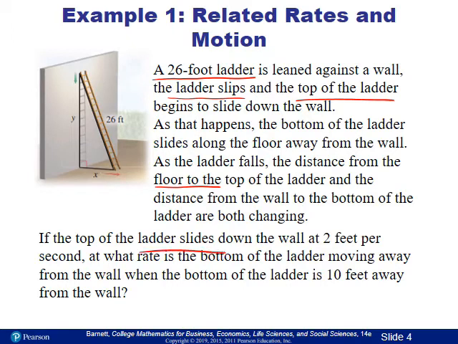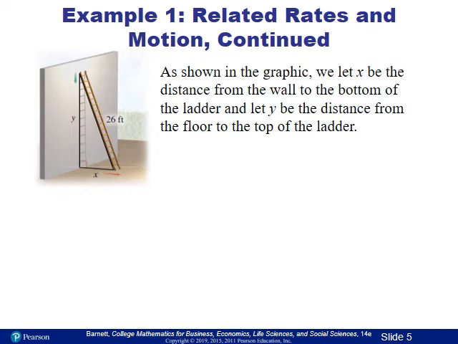If the top of the ladder slides down the wall at 2 feet per second, at what rate is the bottom of the ladder moving away? We are denoting the distance of the bottom of the ladder from the wall with x. So at what rate x is changing, dx by dt, is what we want to know when the bottom of the ladder is 10 feet away from the wall. As shown in the graphic, we let x be the distance from the wall to the bottom of the ladder and let y be the distance from the floor to the top of the ladder.